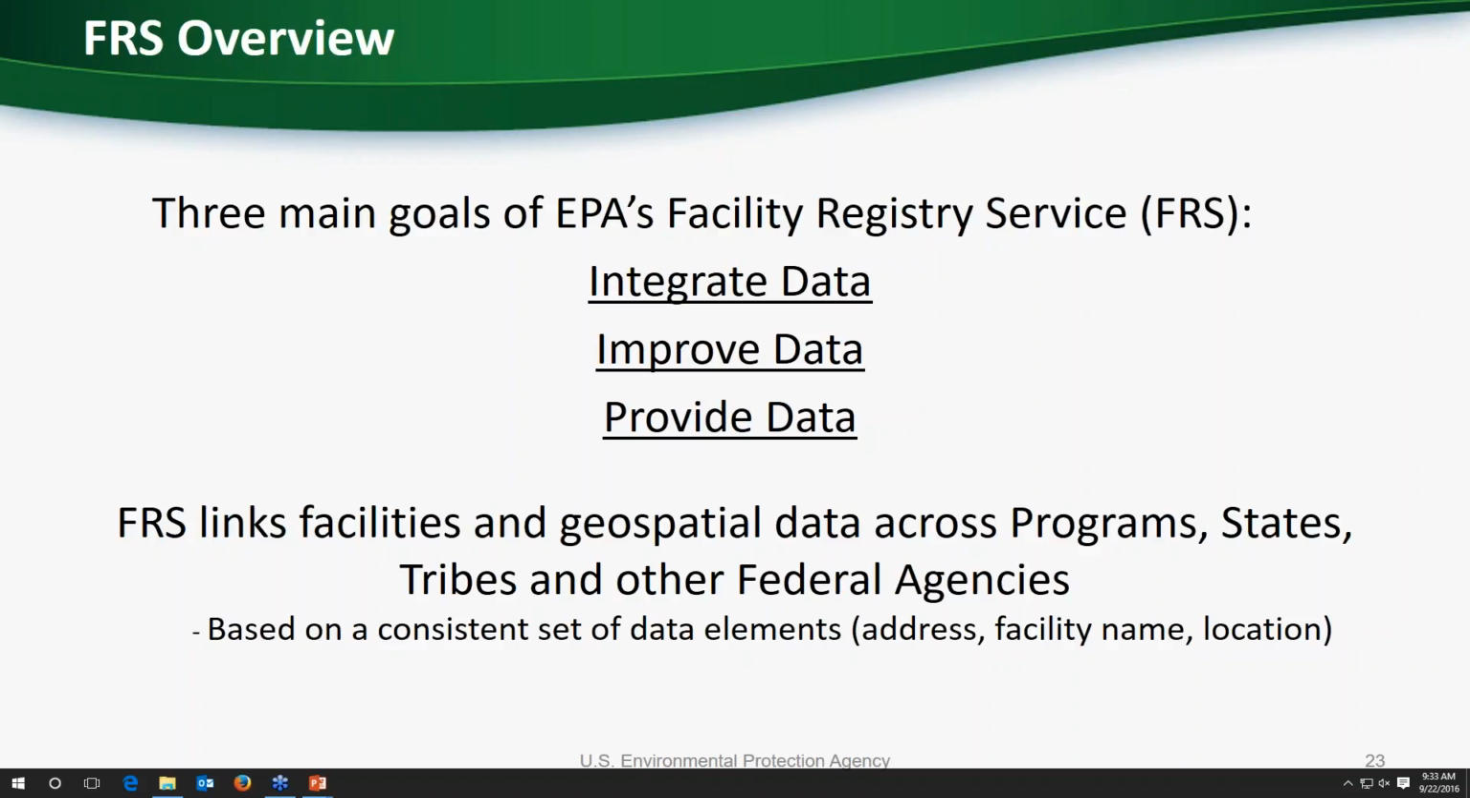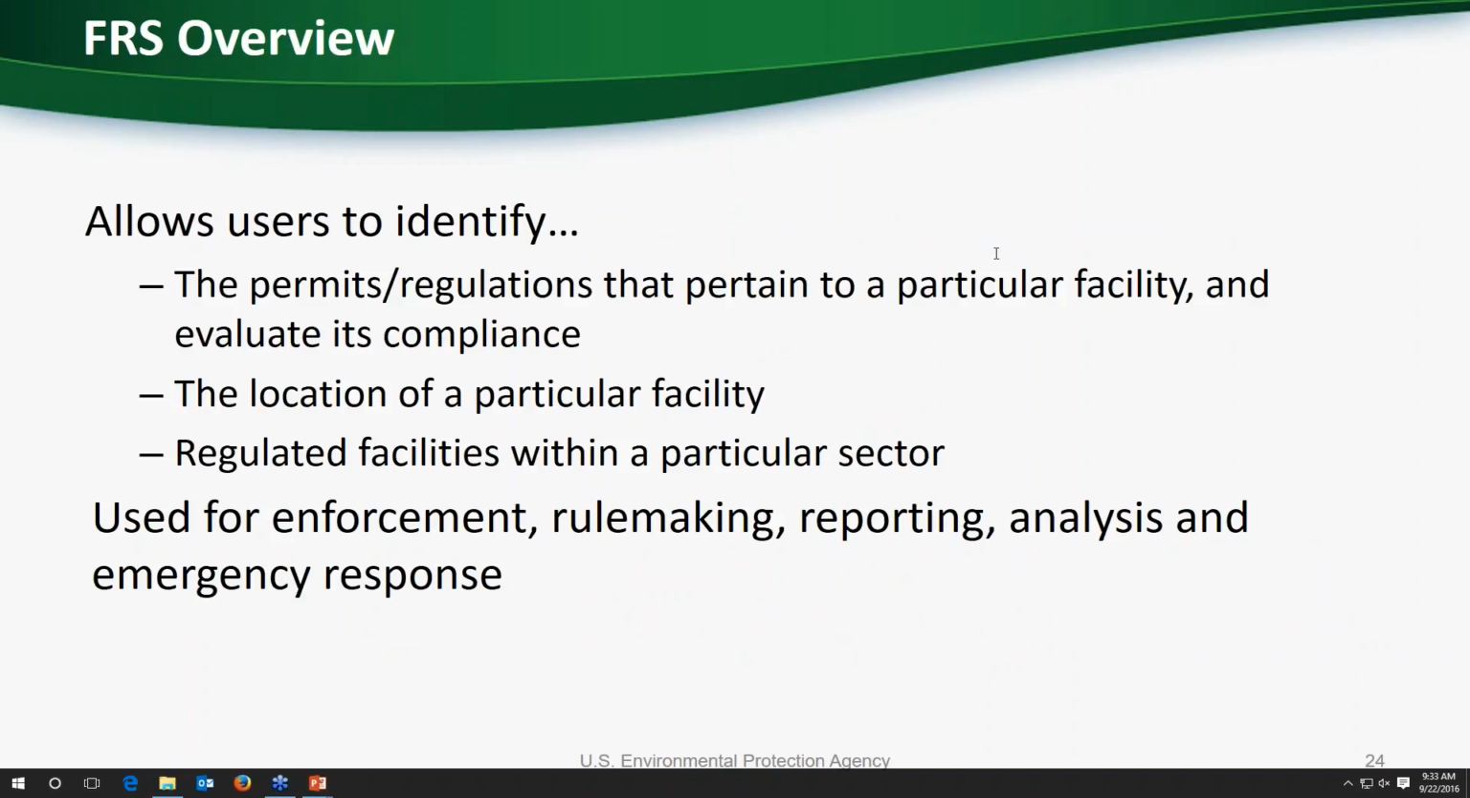On the next slide, we put some high-level use cases out there. FRS helps a user identify certain permits and regulations that may pertain to a particular facility, and it gives a more comprehensive view of what might be going on at a given location. We also provide the location of a particular facility, and if we only have the address, then, as I mentioned, we have a suite of tools that helps geocode and put that pin on a map for a given facility. It also provides some analysis for regulated facilities within a particular sector. We have, I think, over a million facilities associated with NAICS codes that can help a user find trends within a given sector.